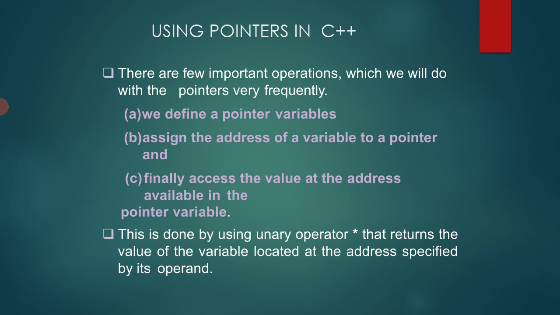So the first point is we define a pointer variables. Next is assign the address of a variable to a pointer, and finally access the value at the address available in the pointer variable. So this all is done by using unary operator that returns the value of the variable located at the address specified by its operand. So this is how we can make use of pointers in C++.